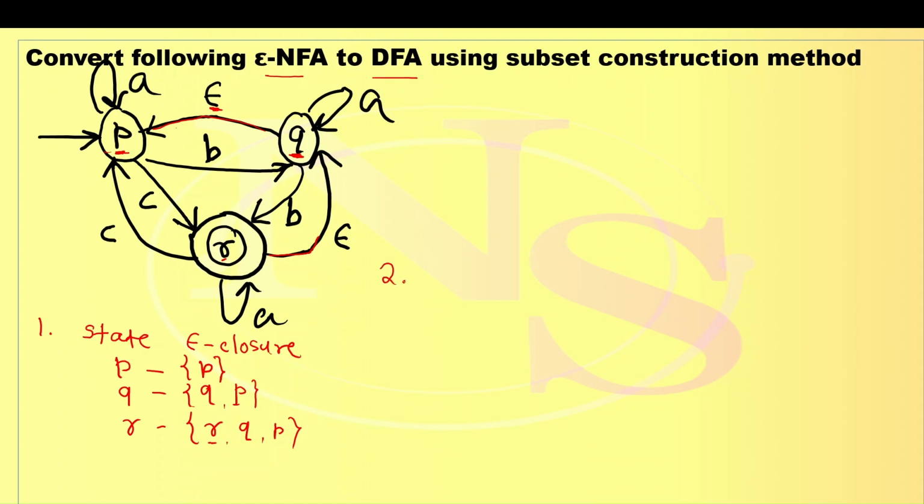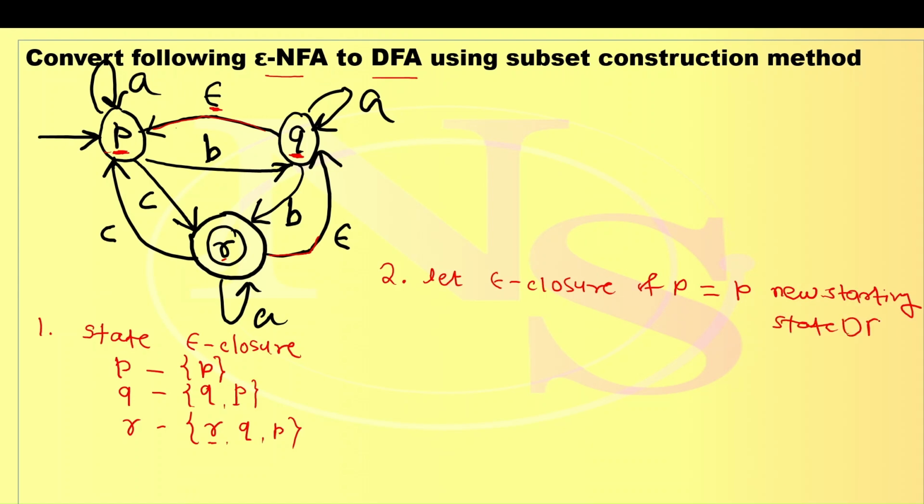In the second step, we need to construct the DFA using subsets. So when a new subset gets created, a new state will get created. But for the initial state, what do we do? We just consider the starting state given in the epsilon NFA, for example P. So epsilon closure of P, I will write here, is nothing but P itself, the new starting state for our DFA.